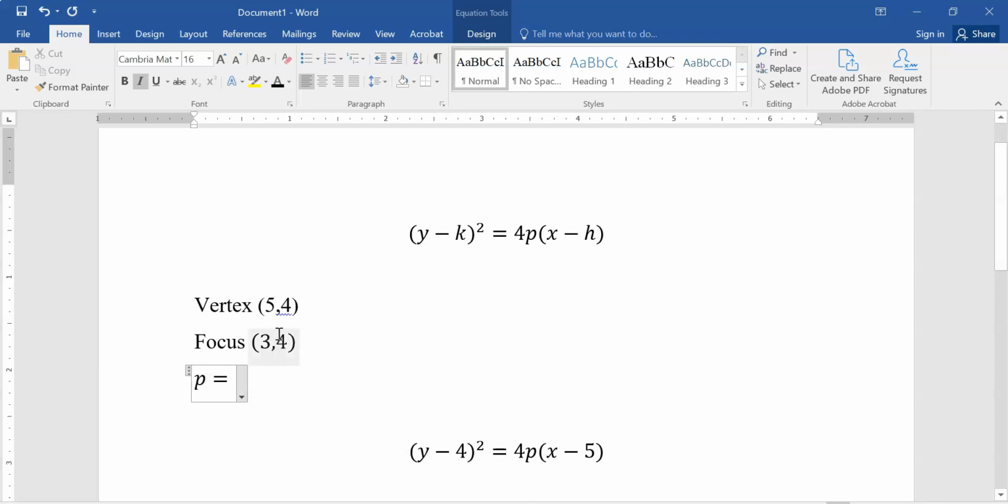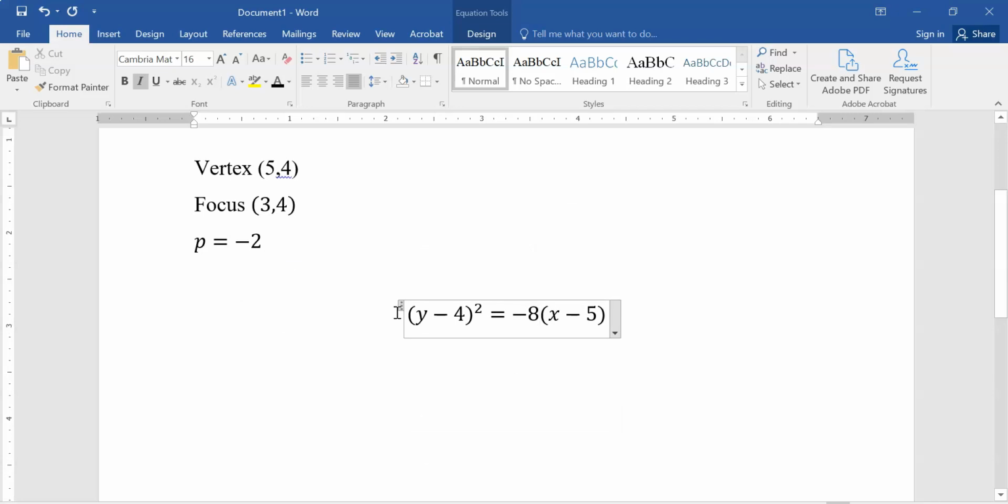P was the distance between the vertex and the focus. That's going to be a -2 in this case because the focus is 2 units to the left of the vertex. So P is -2. If I plug in -2 for my P there, I end up with -8 as the coefficient of my x minus h, or in this case, x minus 5. So my final equation is (y minus 4) quantity squared equals -8 times (x minus 5).